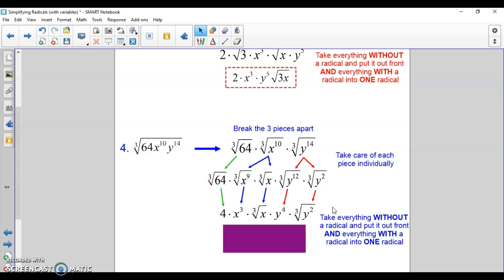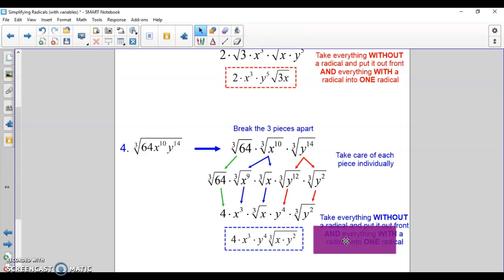Same organization as before. Anything without a radical goes out front. Anything inside the radical stays inside together. Again, multiplication symbols optional, 100% optional. That's your answer.